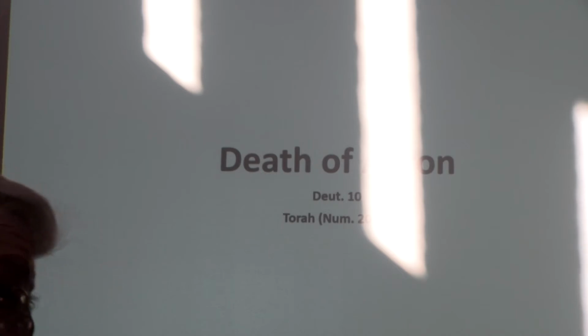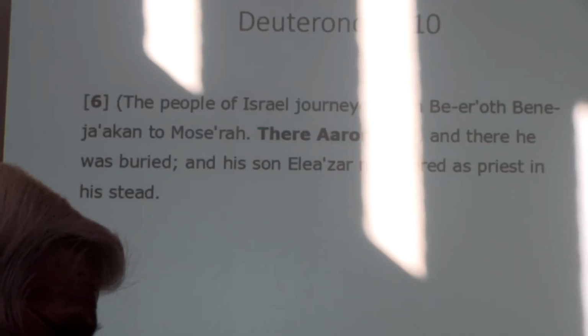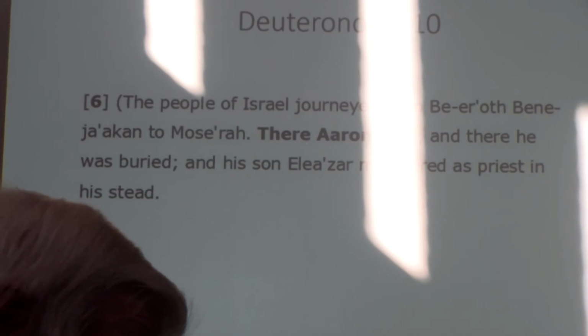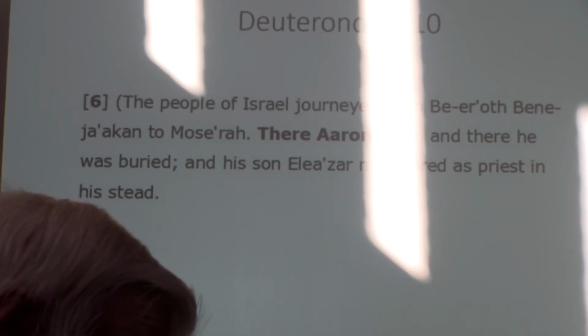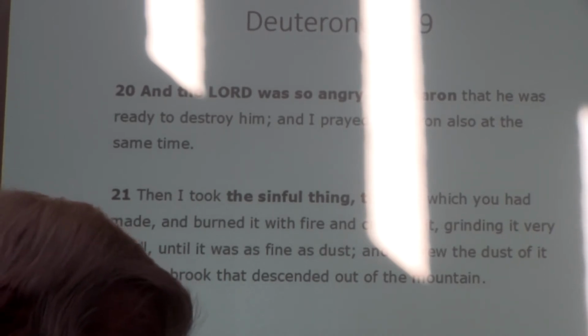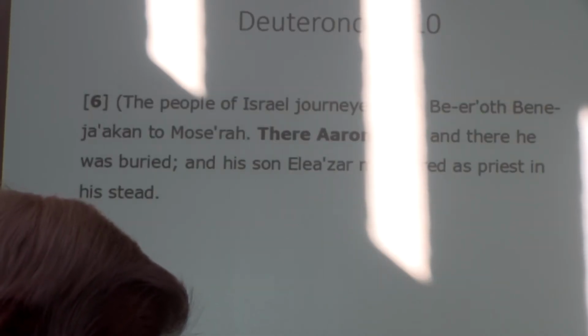They talk about the death of Aaron. He died. I'm pointing this out because it's rather significant to find that the death of Aaron is mentioned in Deuteronomy. It's also mentioned, I think, that Aaron was involved in this golden calf. Is he mentioned there? Yeah, the Lord was angry with Aaron, and then Aaron dies.